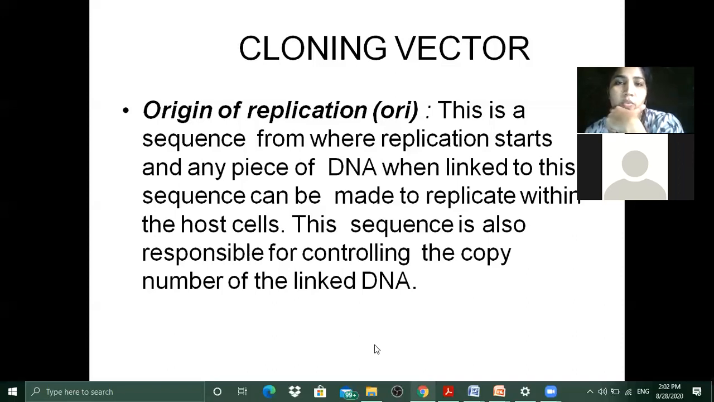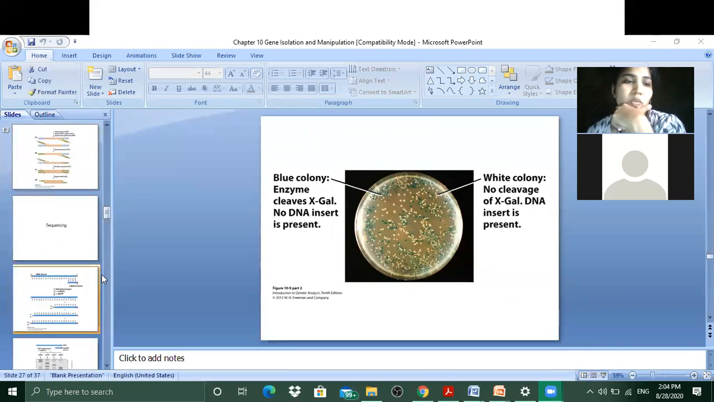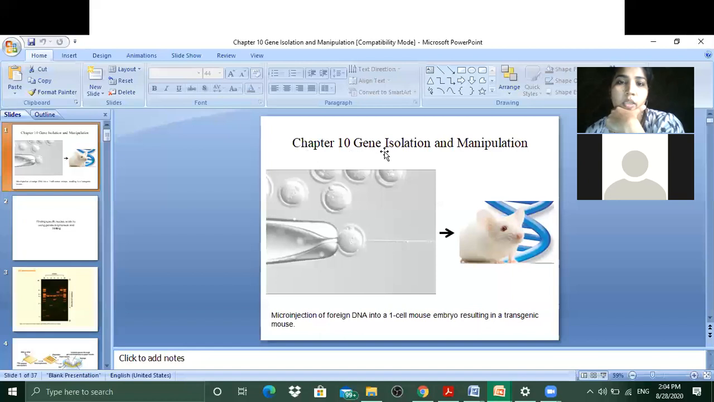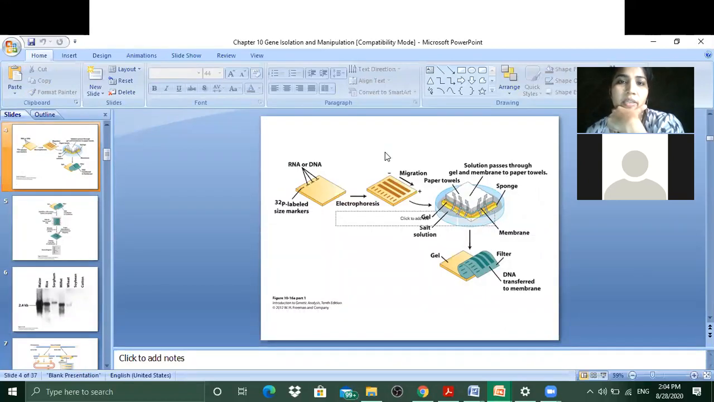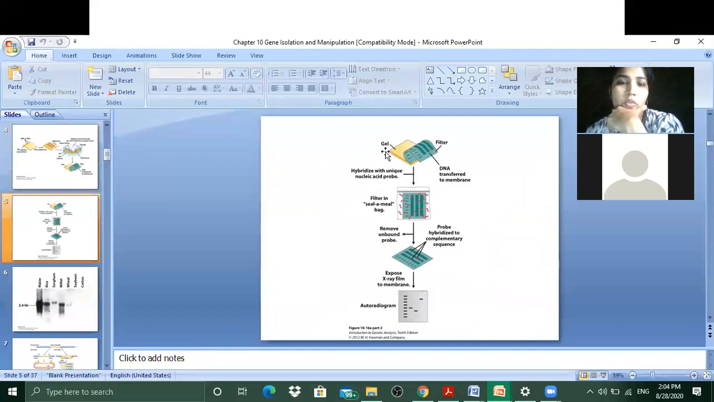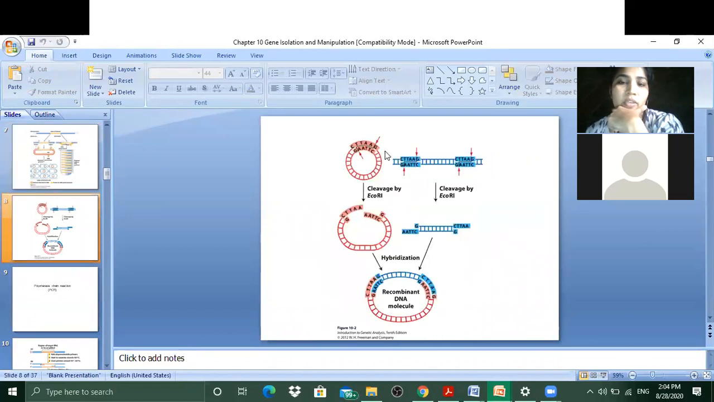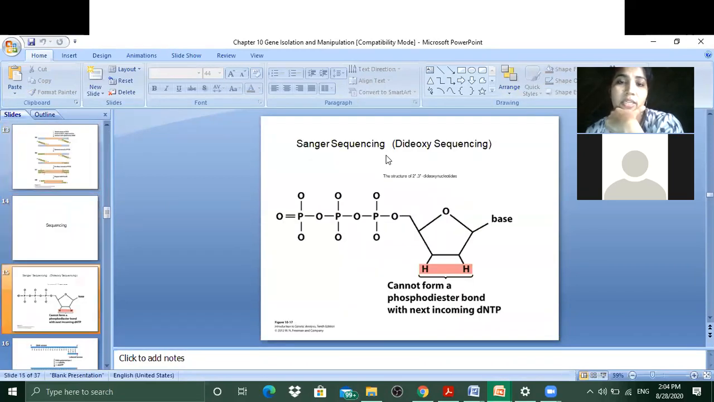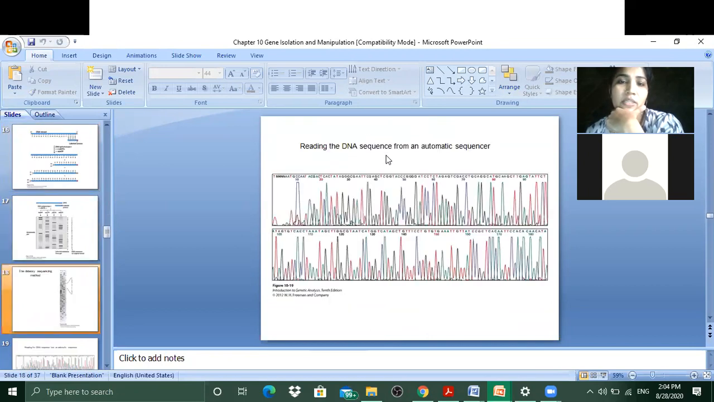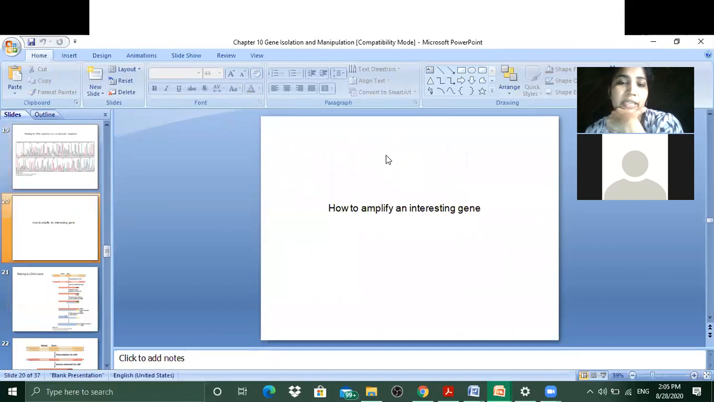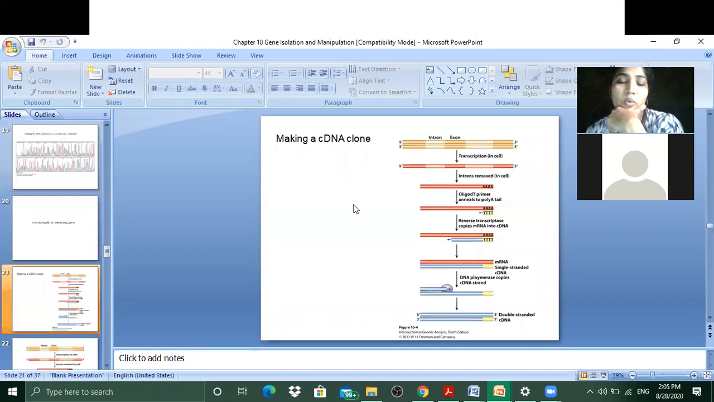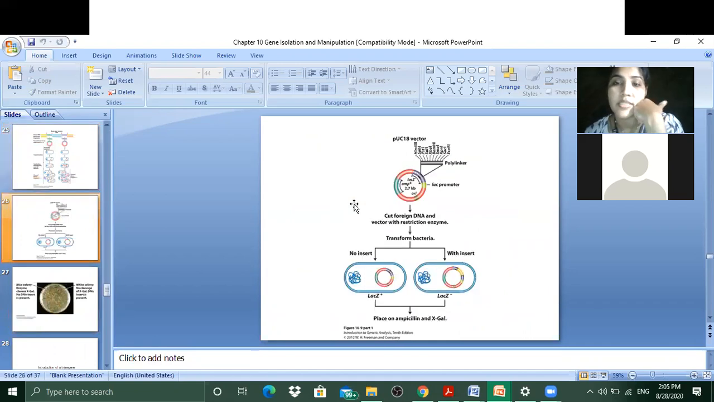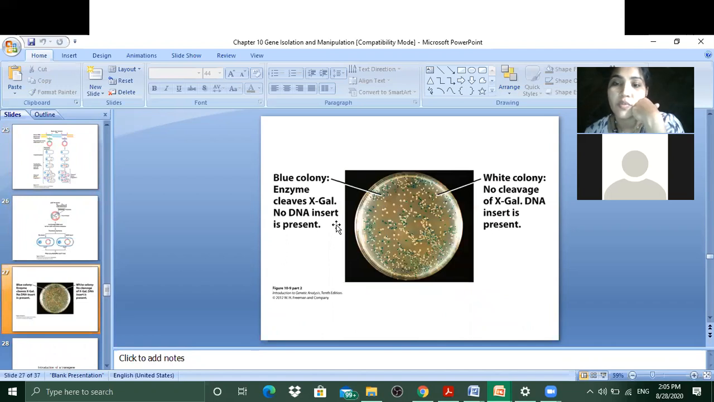So I guess we are very much through with the session. I just wanted to show you this slide also, which I'll be uploading. Can you guys see it? Gene isolation and manipulation. They have given a diagrammatic representation of how you will do gene isolation, make the construct, amplify that construct, sequence it, read it, and if you want to amplify by making cDNA clones, how you will do that. It also has the experiment of blue and white screening.